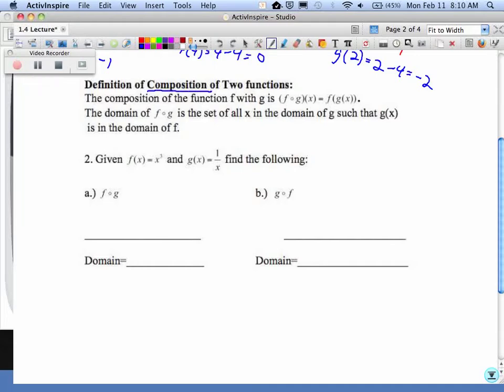So the composition here, it's this symbol, the open circle in between the two letters. And so what it really is, you're taking the whole function and dropping it into another one. And for me, it's actually easier to just rewrite it in what I call function notation.